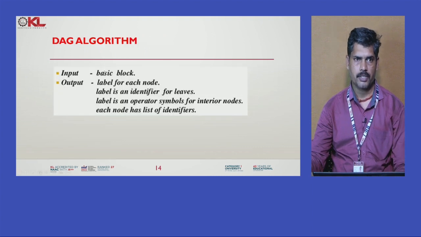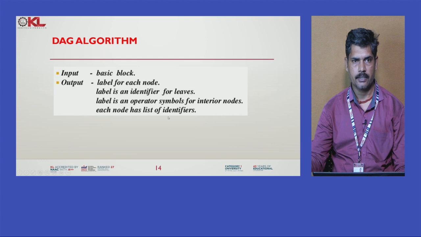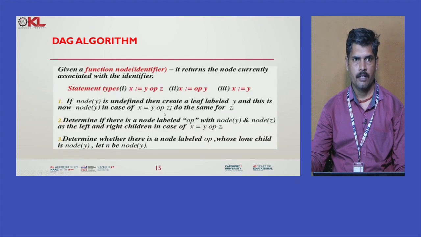Coming to the DAG construction algorithm, the input is a basic block and the output is a label for each node. The label is an identifier for leaves and an operator symbol for interior nodes. Each node has a list of identifiers. Given a function node of identifier, it returns the node currently associated with the identifier.